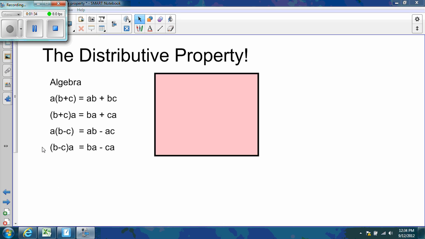And the same thing works with the subtraction. So A times (B minus C) is A times B minus A times C. Here you need to be a little more careful because with subtraction, you need to keep it in the right order. You can't say A times C minus A times B because it's B minus C.